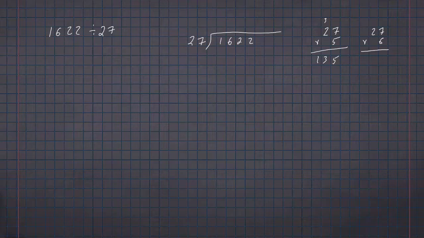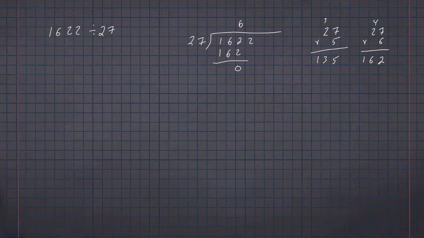6 times 7 is 42. Write the 2, carry the 4. 6 times 2 is 12. Plus 4 is 16. Well, I guess that actually worked out perfectly. 27 goes into 162 6 times. 6 times 27 is 162. You subtract that off, you get 0. That doesn't happen very often, but every now and then it will.